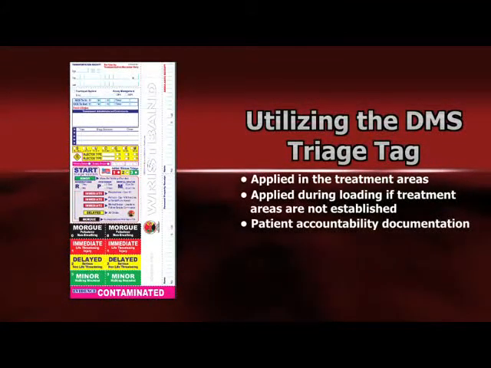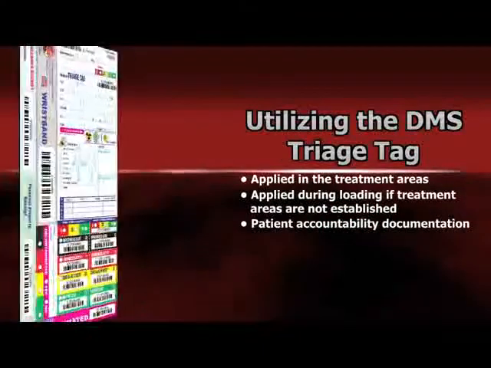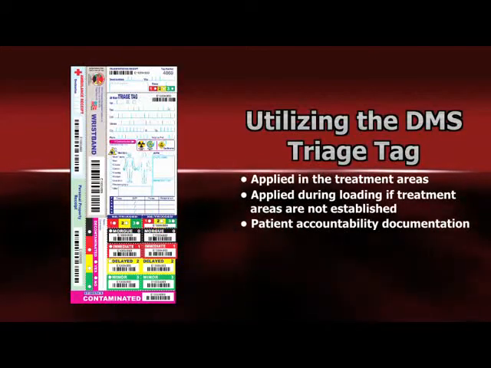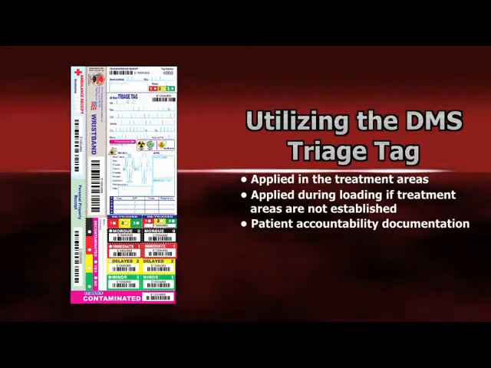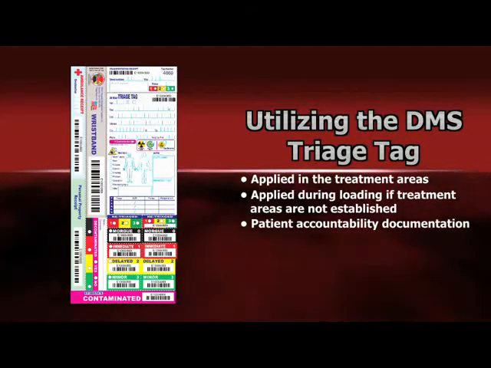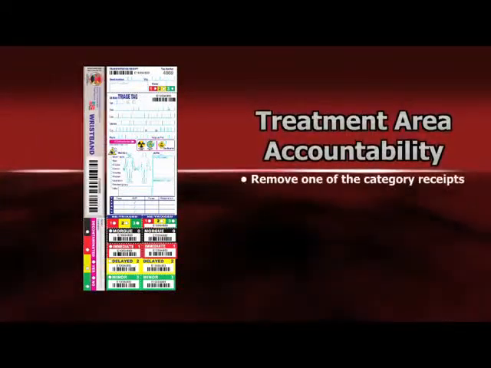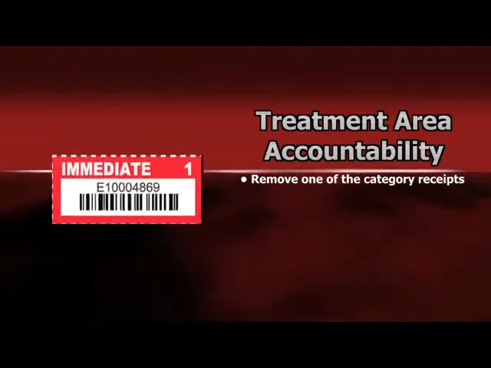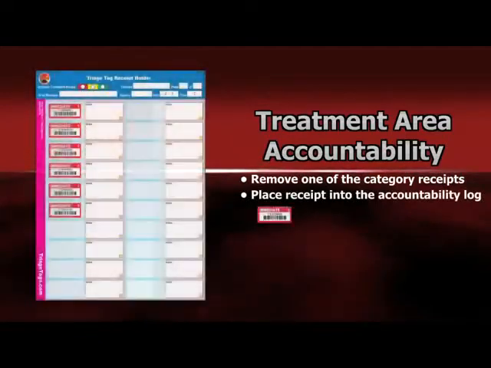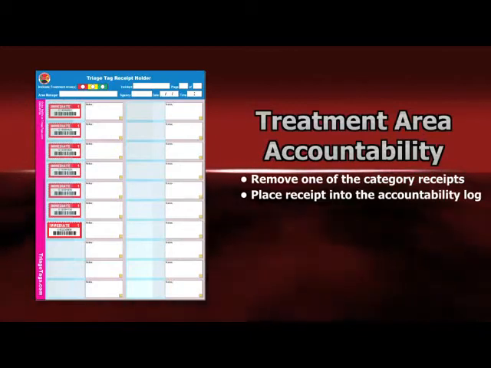Properly utilized, the DMS triage tag provides patient accountability and tracking through the treatment and transport process. Accountability documentation is an important component of proper MCI/MPI management and post-incident reporting. Patient accountability is achieved in the treatment areas, if established, by removing the outer colored category receipt that matches the patient's triage category. The receipt is placed in an accountability log sheet by the treatment area manager. The unique number on the receipt matches that of the triage tag, allowing the area manager to have a complete record of all patients that entered the treatment area.